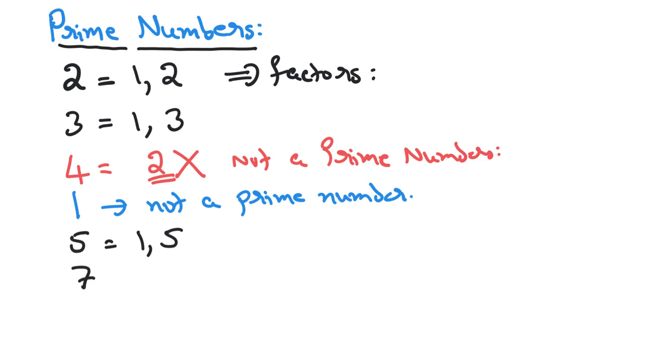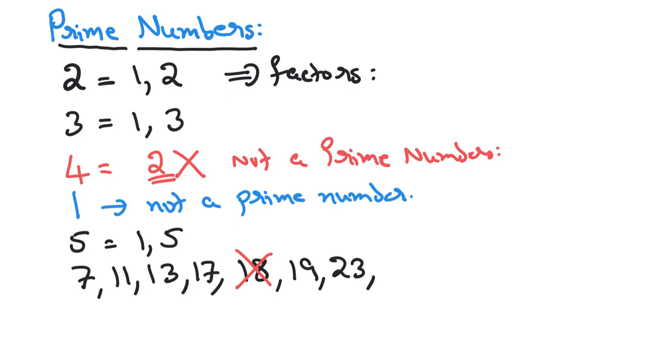What about 7? Yes. What about 11? It is a prime number. 13, prime number. What about 17? It's a prime number. Do you think 18 is a prime number? No, because 18 can be divided by 6. It can be divided by 3. So it's not a prime number. Okay, continue. Any other prime numbers? 19, good. 23, and so on.